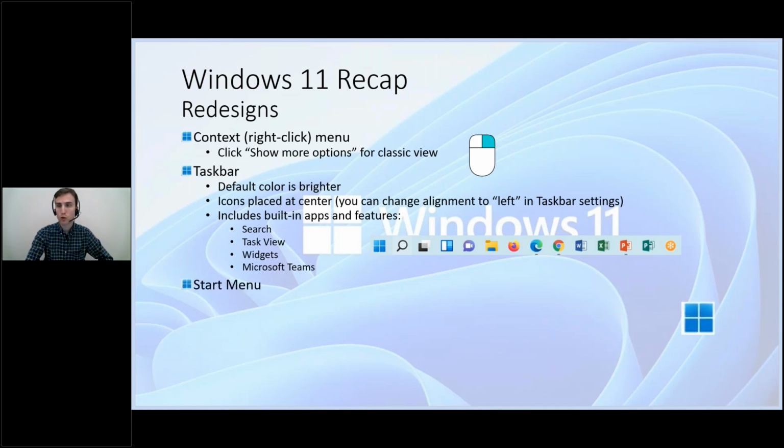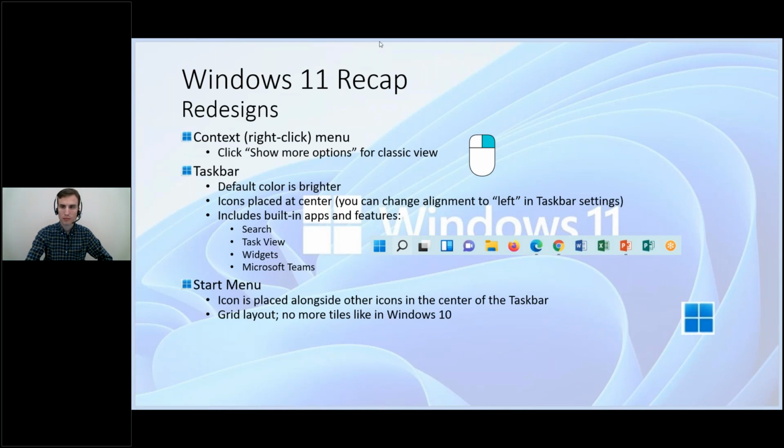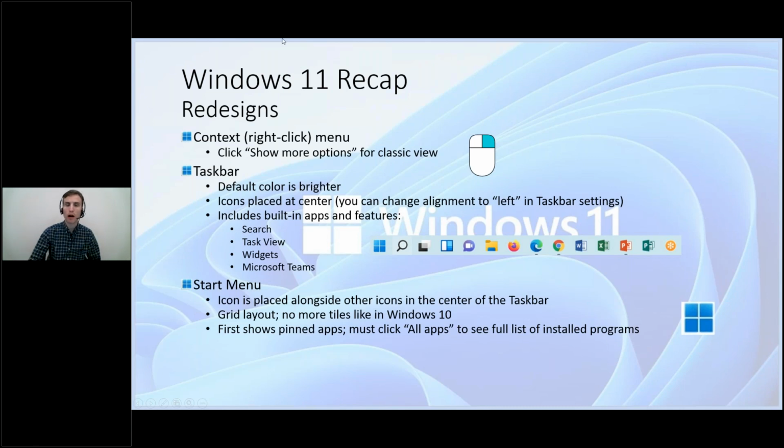The Start menu was, of course, redesigned, a big overhaul there. The icon is placed alongside other icons in the center of the taskbar. It has a grid layout, no more tiles like in Windows 10. Your pinned apps are shown in that grid layout. It first shows the pinned apps, and you must click All apps to see the full list of installed programs. It also has that embedded search tool to search documents, folders, the web, and apps.